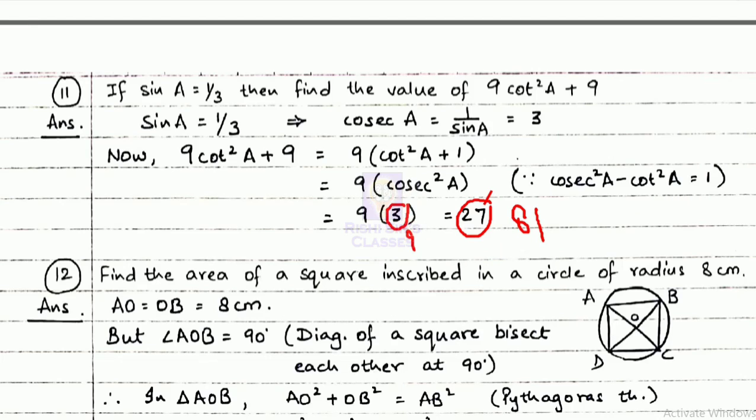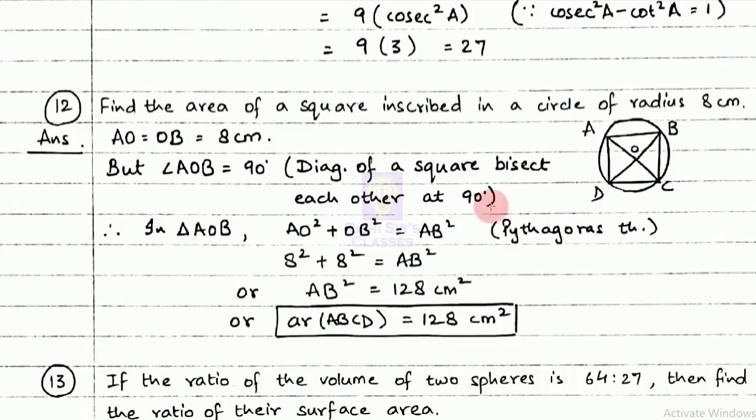Okay. Now moving on to the next part. Question number 12: find the area of a square inscribed in a circle of radius 8 cm. We are given that a square is inscribed in a circle. Inscribed means that the square is inside the circle, and the radius is 8 cm.